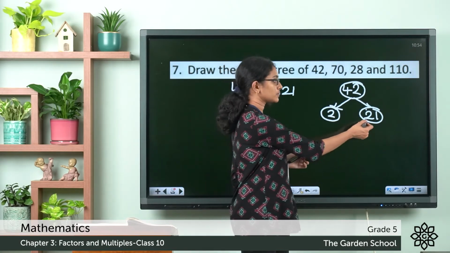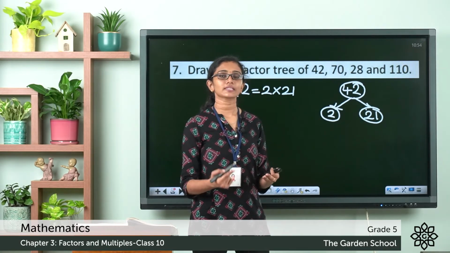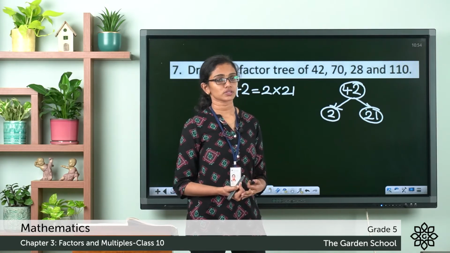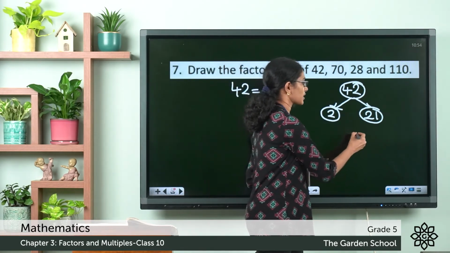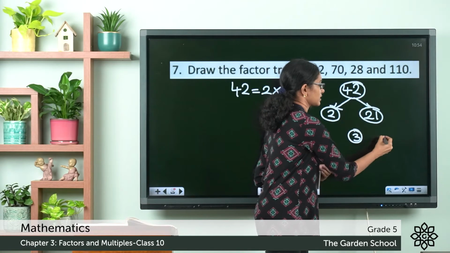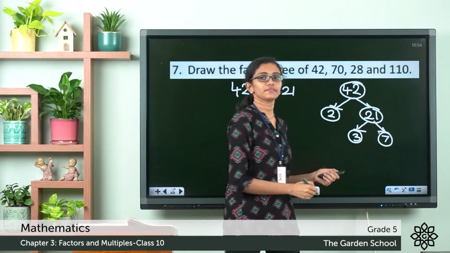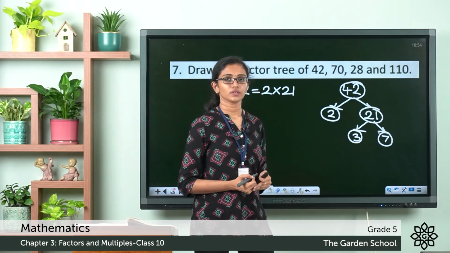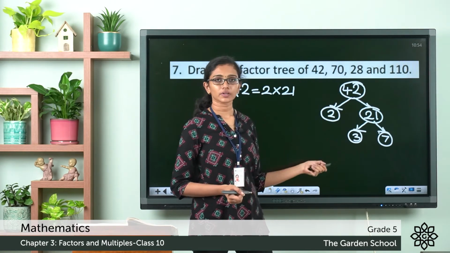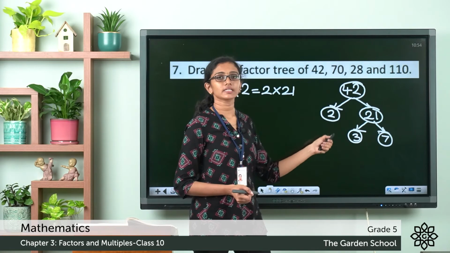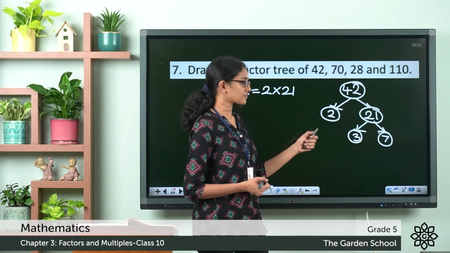But this 21 is a composite number. We can split that as the product of prime numbers. So 21 can be written as the product of 3 and 7. So we have written that here. Now both 3 and 7 are prime numbers. So right now we have prime factorized 42 and represented the prime factorization of 42 as a factor tree.